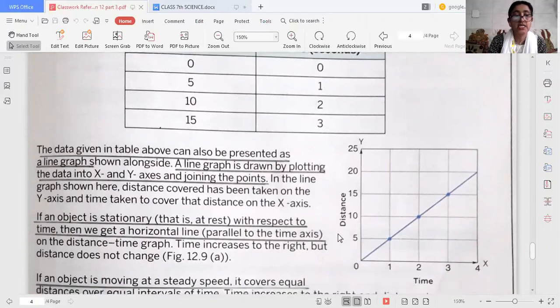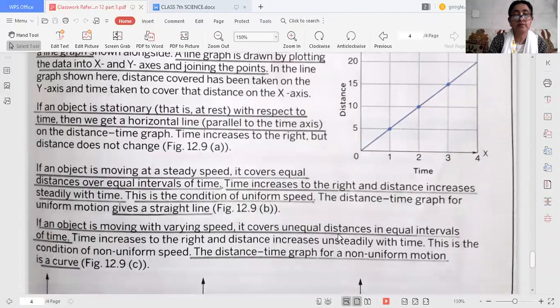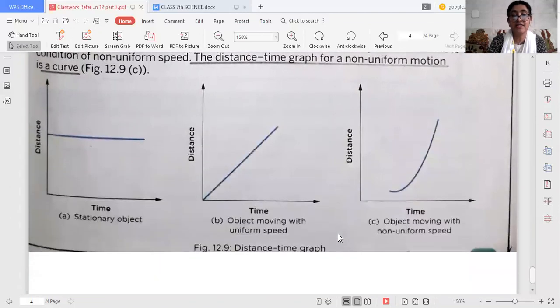If an object is stationary with respect to time, then we get a horizontal line, meaning parallel to the time axis. And if an object is moving at a steady speed, it covers equal distances over equal intervals of time. Here, time increases to the right and distance increases steadily with time. And this is the condition of uniform speed. The distance time graph for uniform motion gives a straight line. You can see this in this figure, in the diagram.